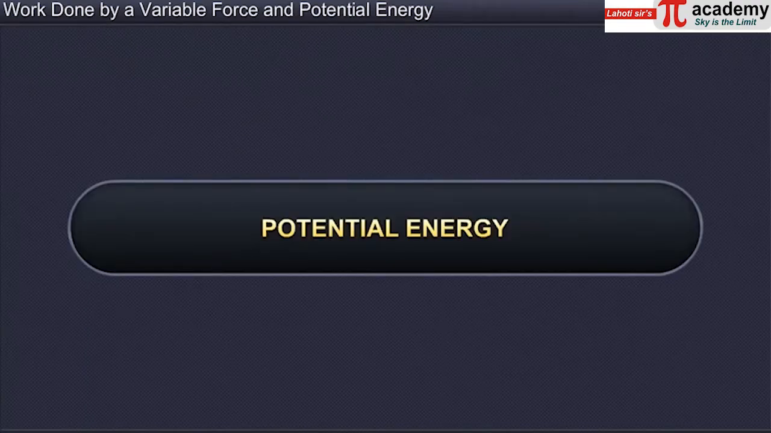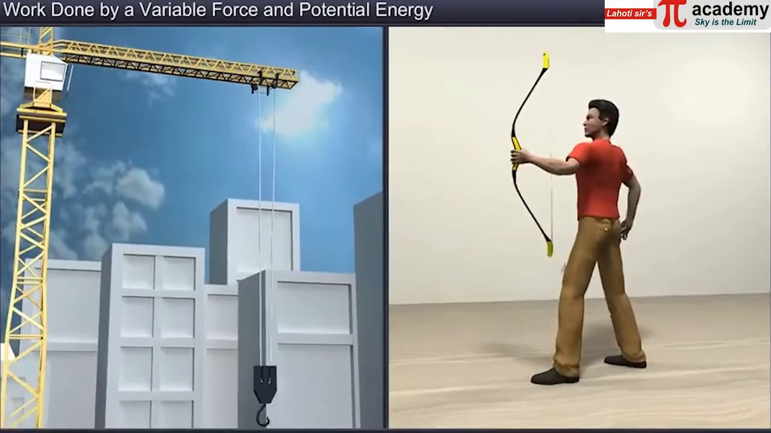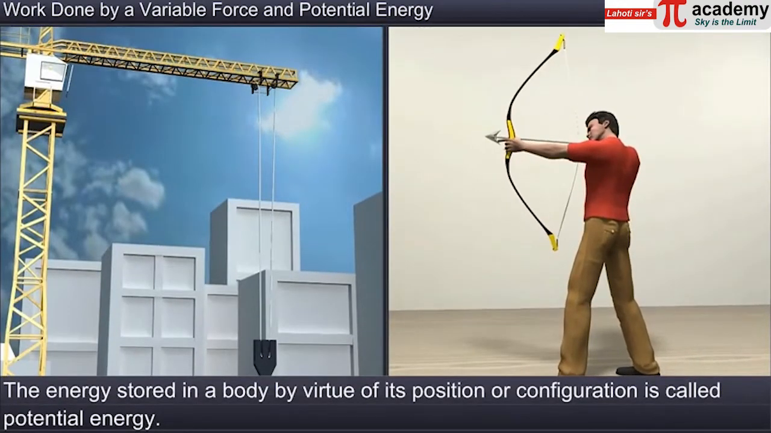Now let us learn about potential energy. The energy stored in a body by virtue of its position or configuration is called potential energy.